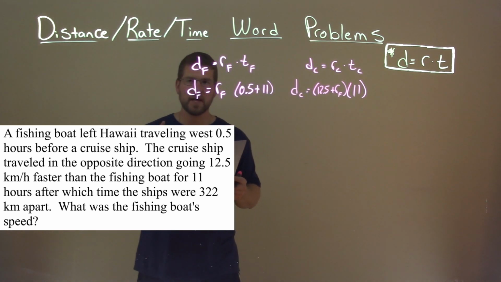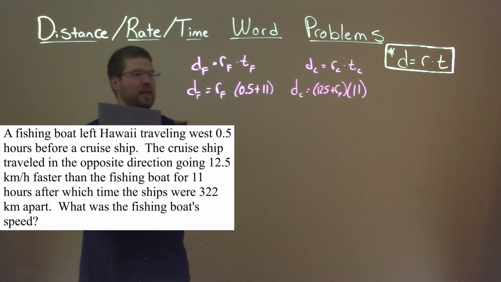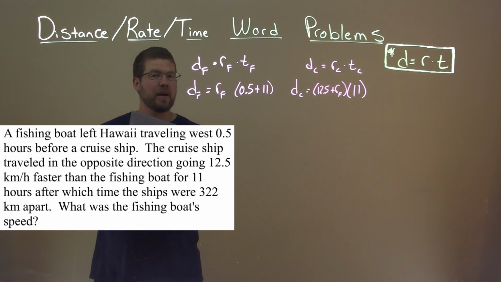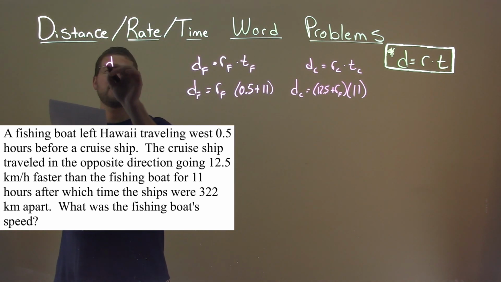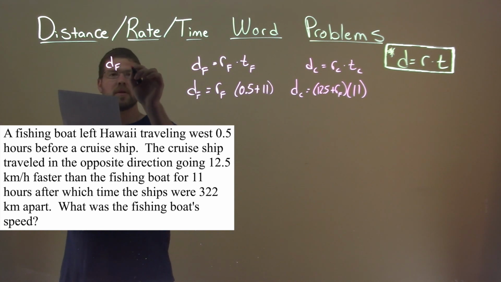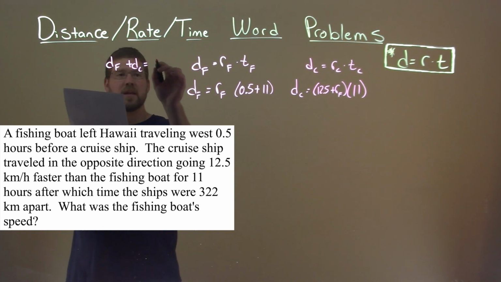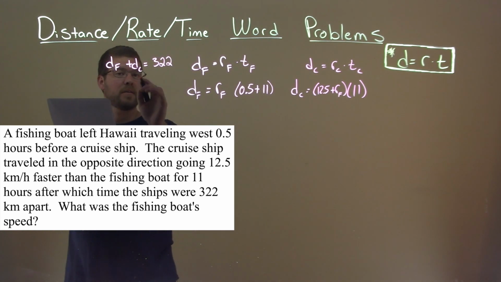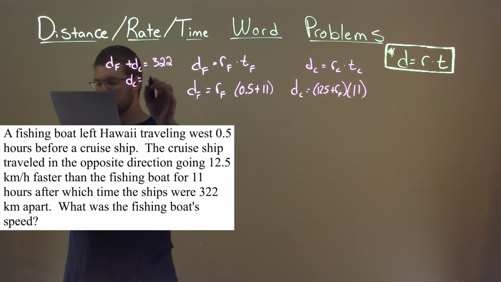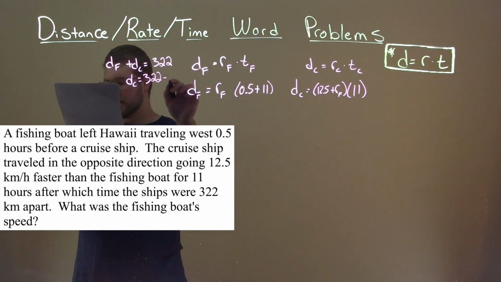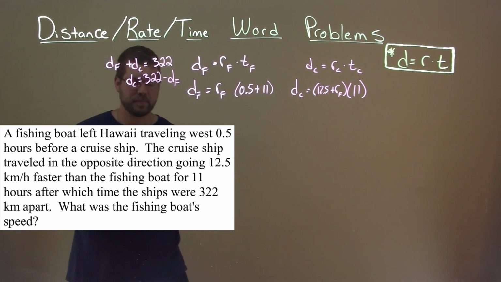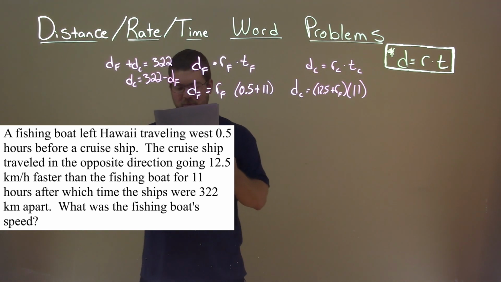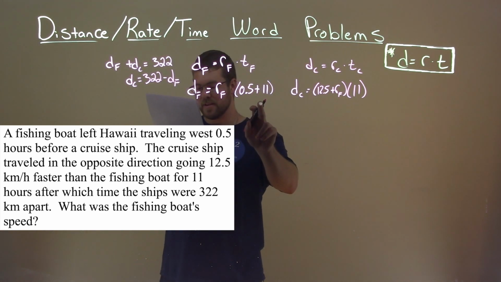We're almost there. They give us one other clue. They say at the end of all of this, the boats were 322 kilometers apart, and they're going opposite directions. So if we add their distance traveled, distance of the fishing boat plus the distance of the cruise ship, that's going to equal 322. And so if we subtract d sub f from both sides, we get the distance of the cruise ship is equal to 322 minus distance of the fishing boat. So now let's simplify what we can a little bit here. I can simplify some of this stuff out.